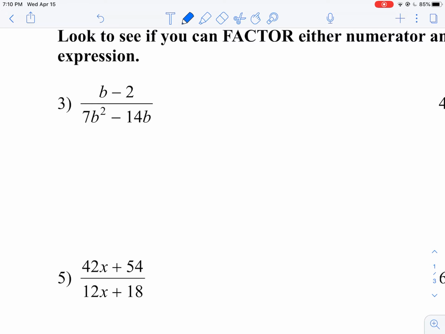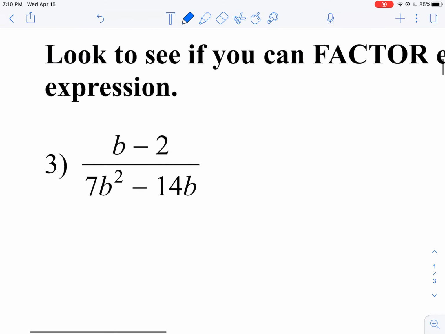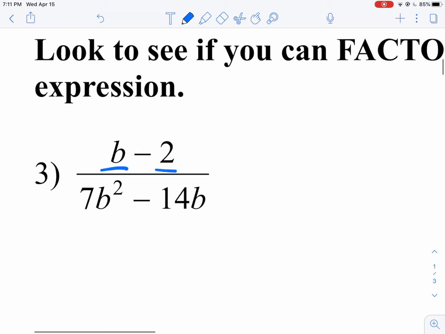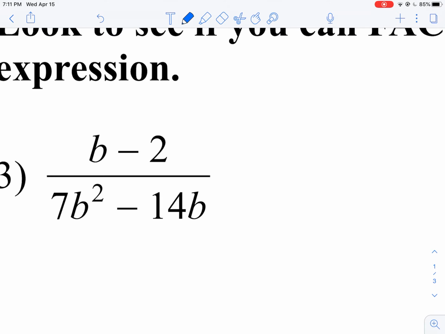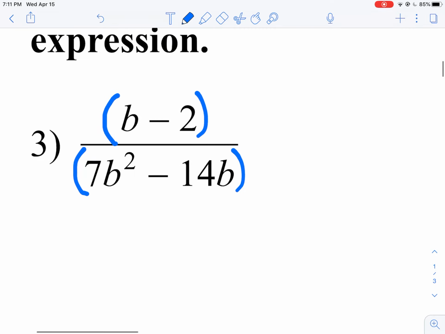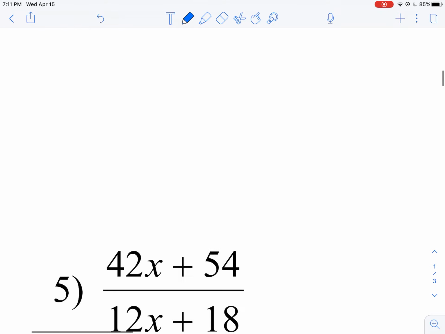All right, so let's start here. Anytime you see a plus or a minus here, between numbers, creating terms, this is a binomial. I have 2 terms on top, the numerator, 2 terms on the bottom for the denominator. These pluses and minuses creating terms actually bind these terms together. So what I want you to do for any problem where we have binomials or trinomials is put the respective parts of the expression in parentheses. So b minus 2 in parentheses, 7b squared minus 14b in parentheses.